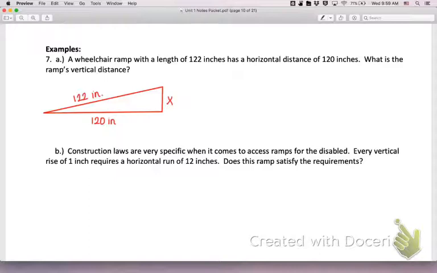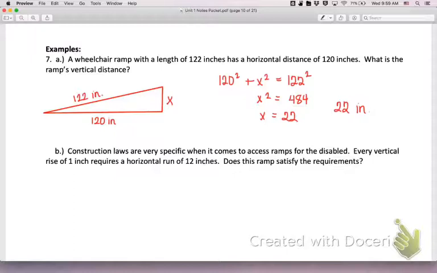So hopefully you can see how this is going to fall into the Pythagorean Theorem category. So we are going to have 120 squared plus x squared equals 122 squared. So we get that x squared is equal to 484, and then we square root both sides, which typically would require a plus or minus, but we can't have a negative distance, so we only need to consider the positive root, and we get 22. So that means the vertical height is 22 inches.